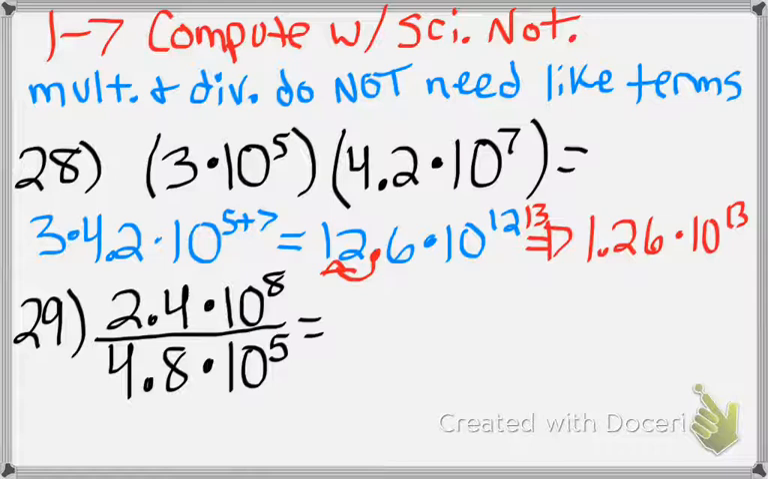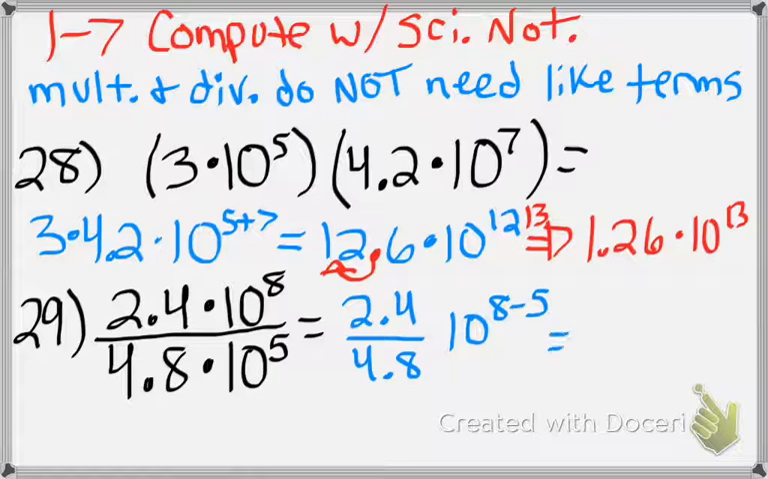Now hit pause and try number 29 if you have not done so already. Remember, do the coefficients first. So 2.4 divided by 4.8, and then do the 10, and then use your exponent skills and subtract the exponents. So if we do that, 2.4 divided by 4.8, well, that's going to be 0.5. And now 8 minus 5, that's 3. So you have 0.5 times 10 to the third power.